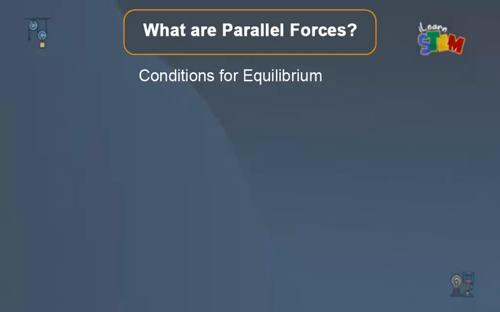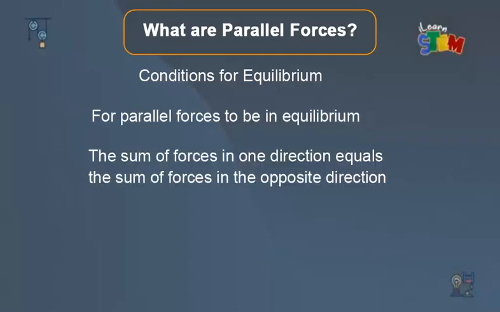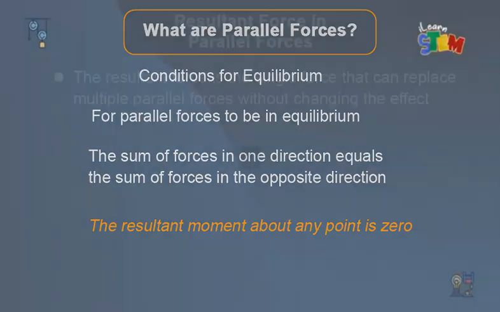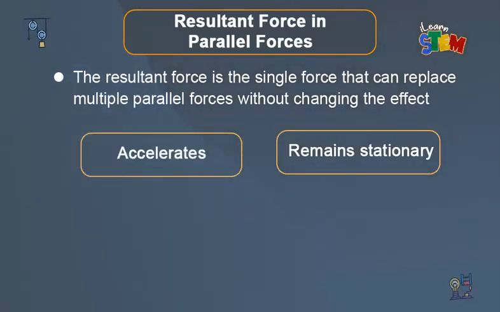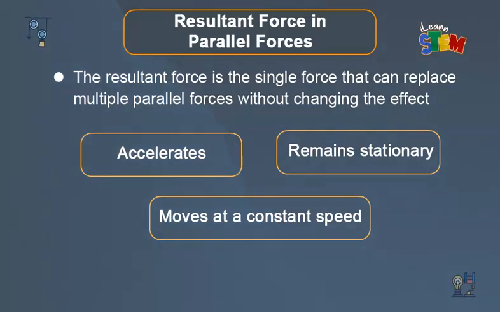Conditions for equilibrium. For parallel forces to be in equilibrium, the sum of forces in one direction should equal the sum of forces in the opposite direction. And the resultant moment about any point is zero. Let's learn about resultant force in parallel forces. The resultant force is the single force that can replace multiple parallel forces without changing the effect. It determines the motion of the object, whether it accelerates, remains stationary, or moves at a constant speed.